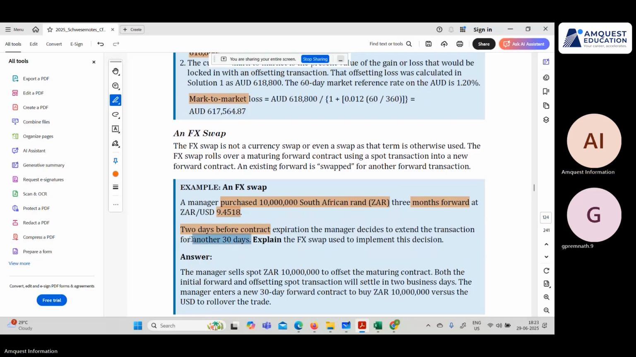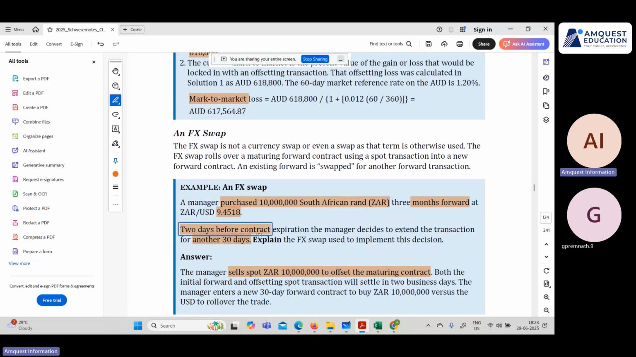days. So what he'll do is, this is for 90 days. So on the 88th day, he will sell 10 million ZAR. Look at this. The manager sells spot 10 million ZAR to offset the maturing contract. Right. This will take care of my original contract.